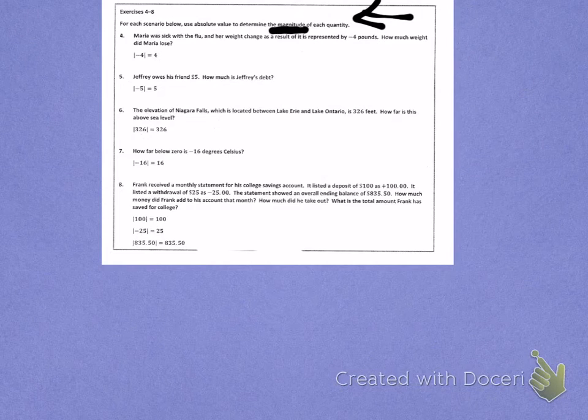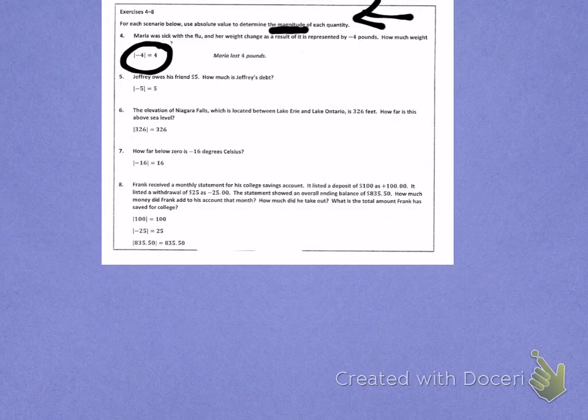So for example, like question 4, Maria was sick with the flu and her weight changed as a result of it, presented by -4 pounds. How much weight did Maria lose? And then you will see how it shows here a -4 loss, the absolute value would equal 4. So the way this would be answered, it would say Maria lost 4 pounds. You don't say Maria lost -4 pounds. You would say the magnitude would be the spacing. You would just use the absolute value, Maria lost 4 pounds.